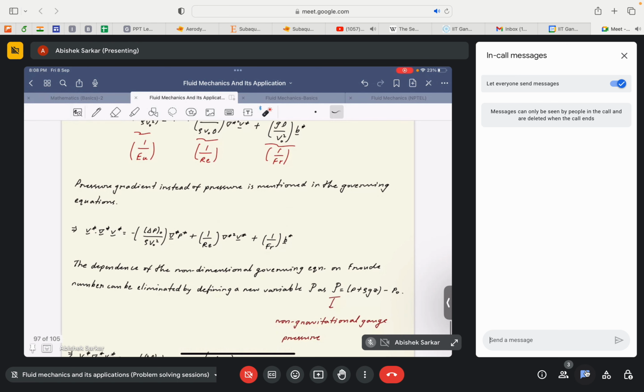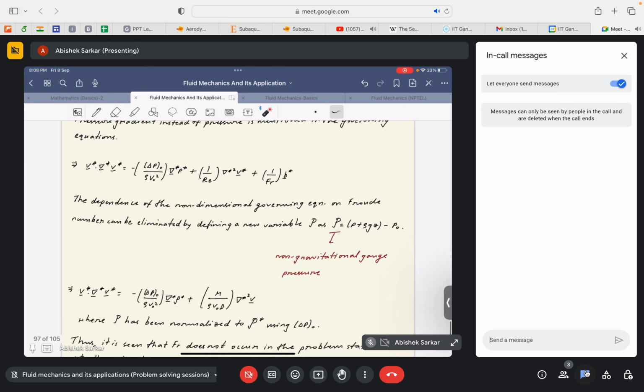So again there is a very important assumption that is being taken here. It's a very important simplification to the governing equation. Let me just read through it. The dependence of the non-dimensional governing equation on Froude number can be eliminated by defining a new variable capital P as P equal to p plus rho z minus p naught, right?